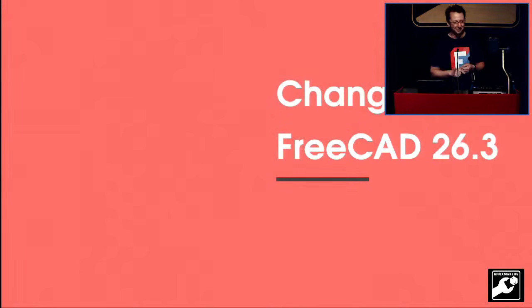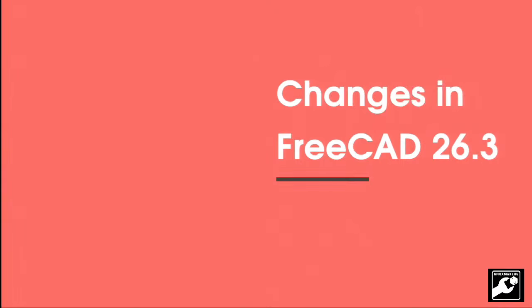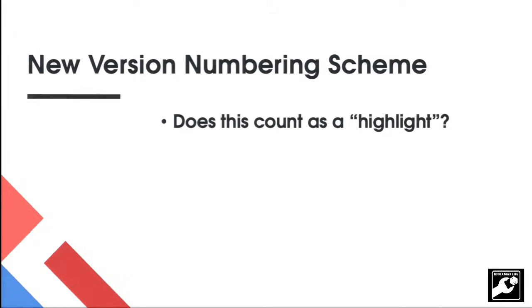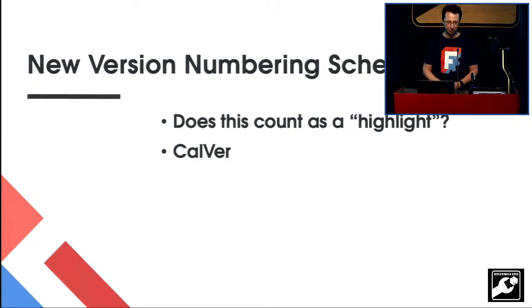All right. So I want to talk a little bit today about what you can expect to be coming in FreeCAD 26.3. And of course, probably the first thing that you've noticed as I've started drawing these numbers is that there's a new version numbering scheme. I don't know if this actually counts as a highlight, but I get a lot of questions about it. So I thought maybe I'd say a couple of words about what's going on with it. We are switching to CalVer, that is calendar-based versioning. So the 26 is the year that we plan on doing this release in, or really the year that we are going to make the branch in.